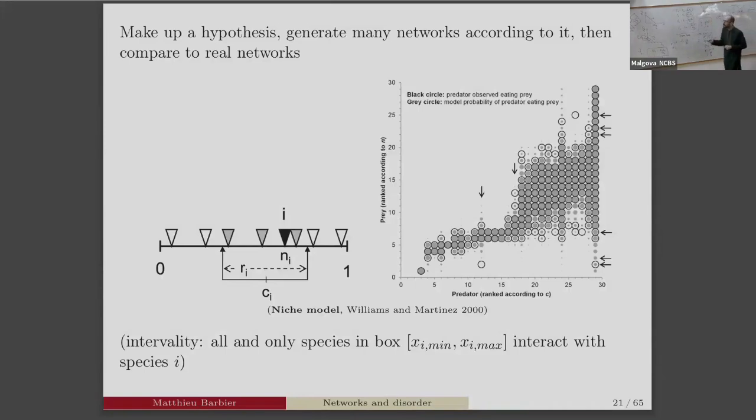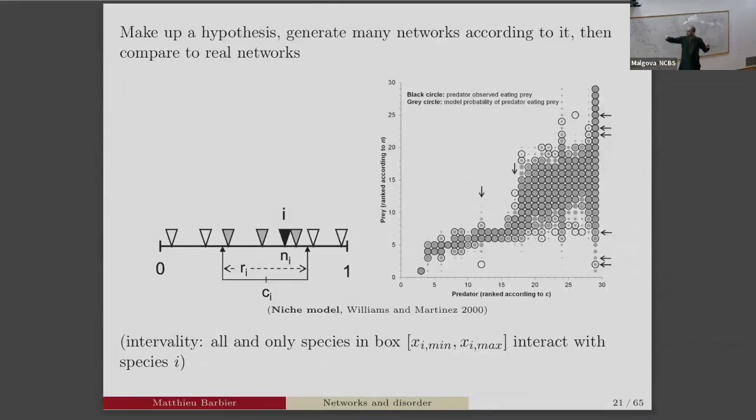But so this network here, which has this kind of triangle structure, has an underlying unidimensional idea behind it. Okay. So anyway, this has been called intervality, because I'm saying that interactions come just from an interval along some trait axis.